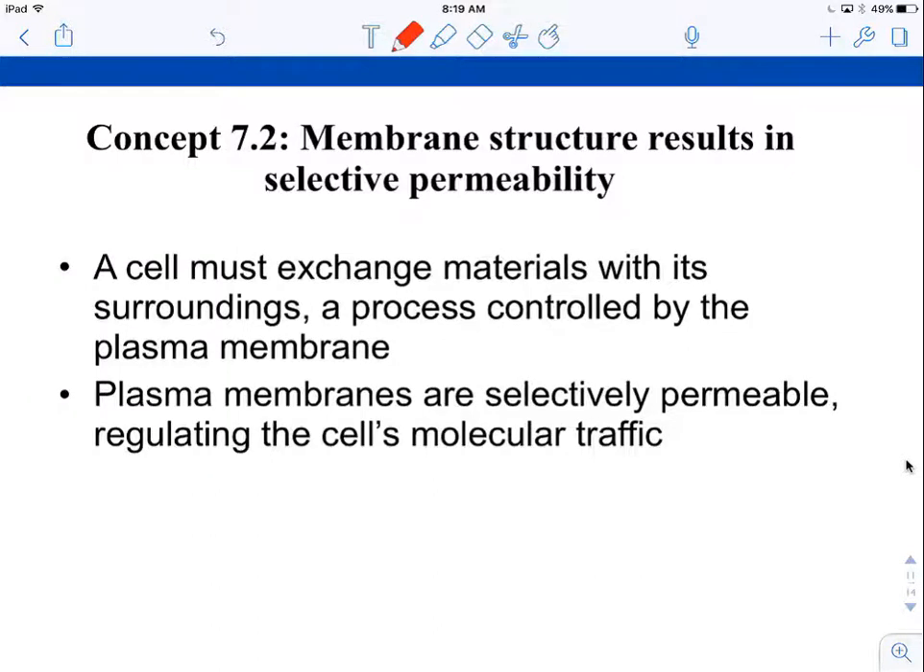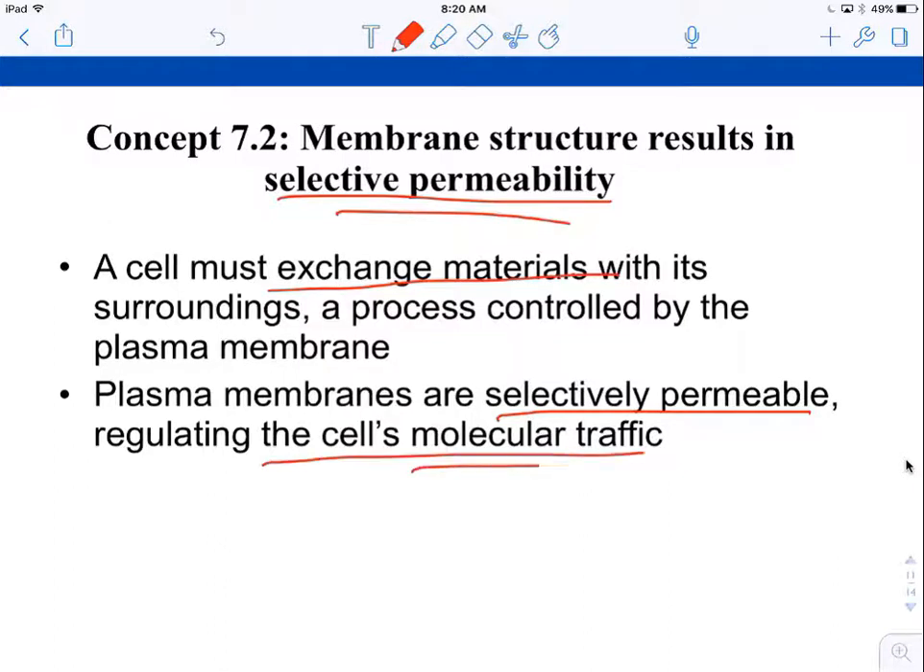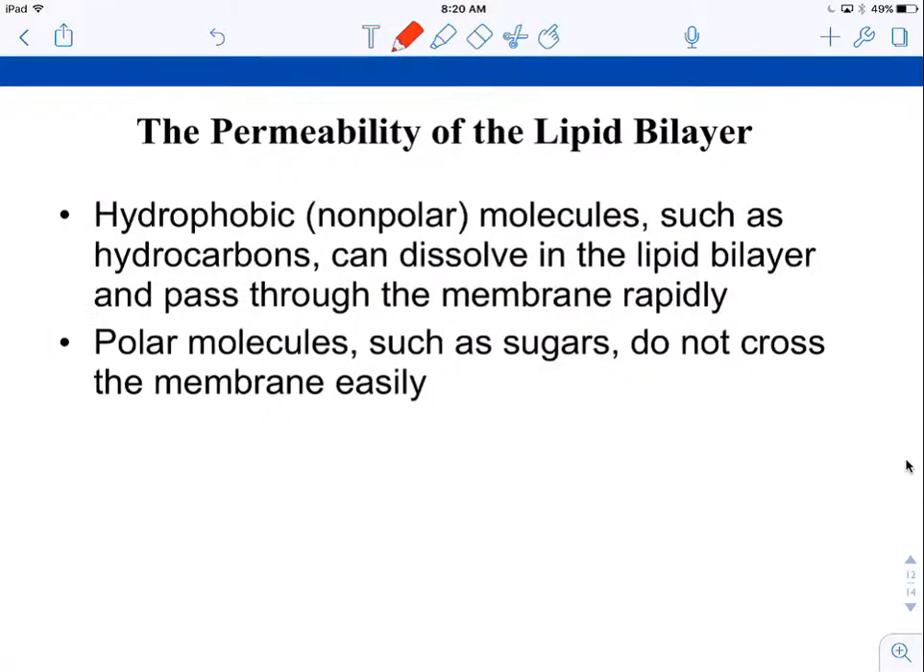Okay. All right. So let's move on to a little bit more about the selective permeability of the membrane. So the membrane structure itself, just the lipid bilayer, lends a lot to the selective permeability. So cells have to exchange materials. It needs to bring in food, nutrients, water, things like that. It needs to get out waste that will become toxic. Okay, so plasma membranes are selectively permeable. Some things get in and out, some things don't. And this helps to regulate molecular traffic across the membrane.